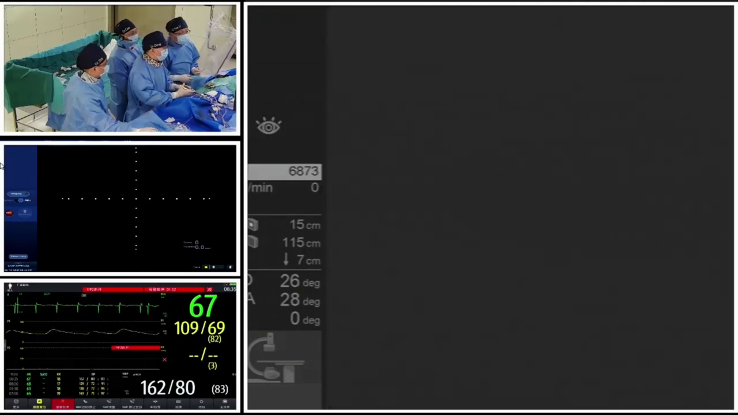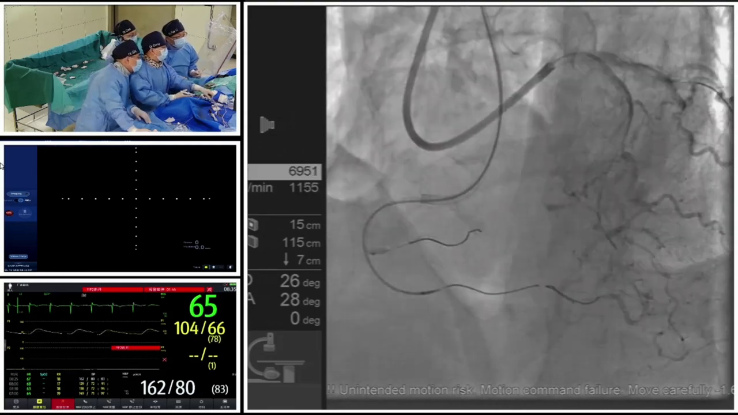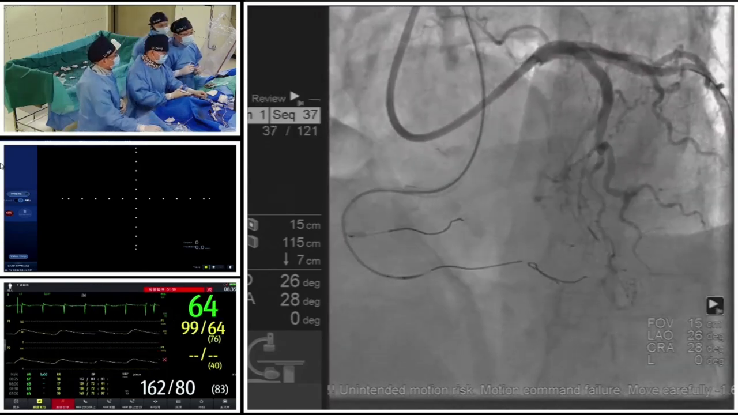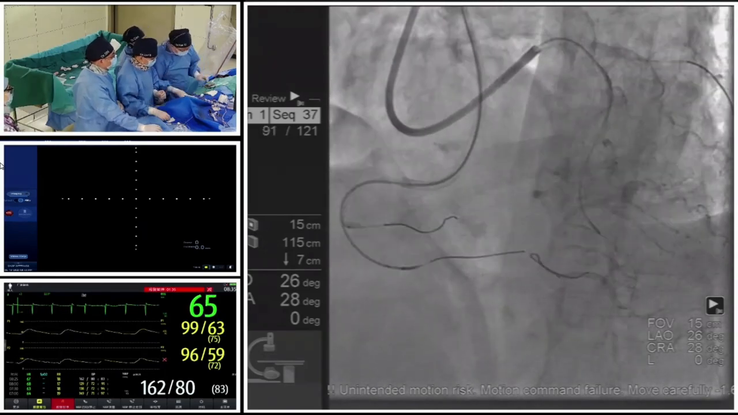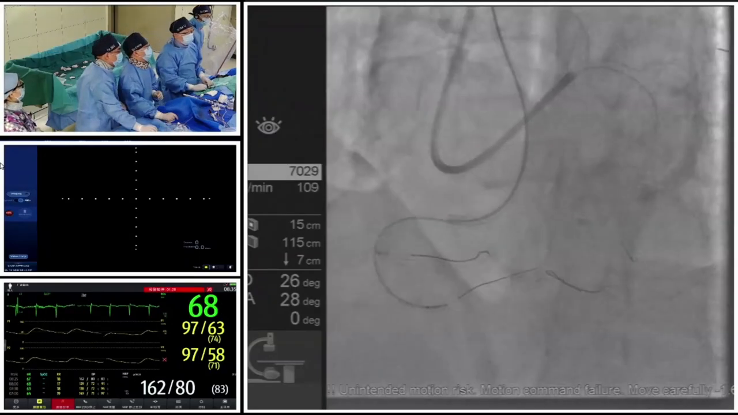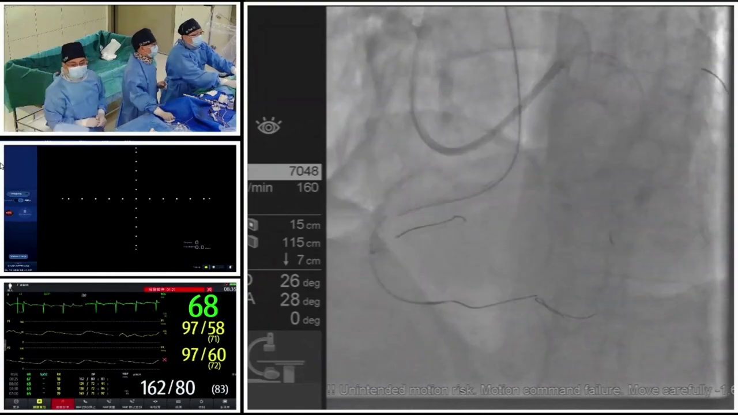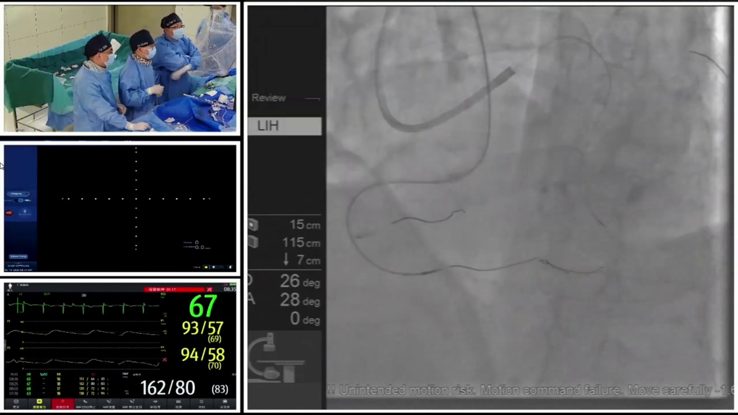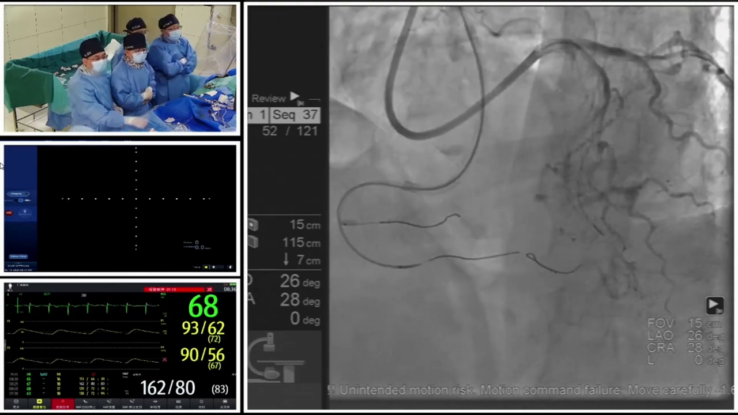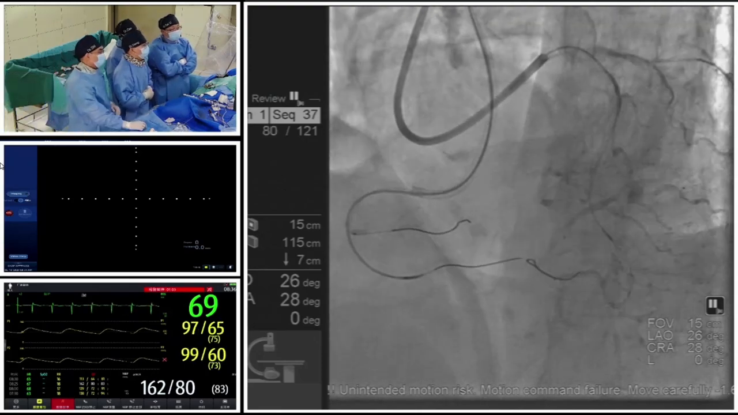I think that the blood pressure and the heart rate are stable. Okay, we reached the distal bifurcation site. Be very close. Advance a little bit the microcatheter. So for the small old lady, we must be careful about the hemodynamics of the patient. Yes, it's already engaged. So maybe we'll give some time for the patient to recover. Wait for a while.